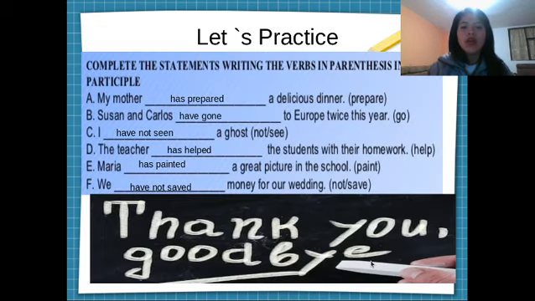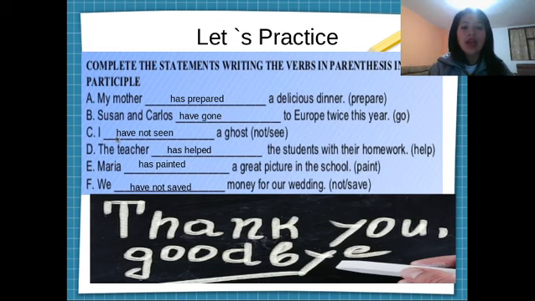Okay. Let's practice. Here we have my mother. Which auxiliary do we have to use? Has, because my mother is she, right? And the verb prepare is a regular verb. We have to add ed. Susan and Carlos is they. We have to use the auxiliary have. And the verb go, we have to use in the past participle form, which is gone, right?